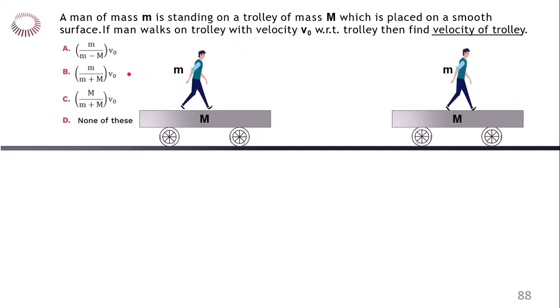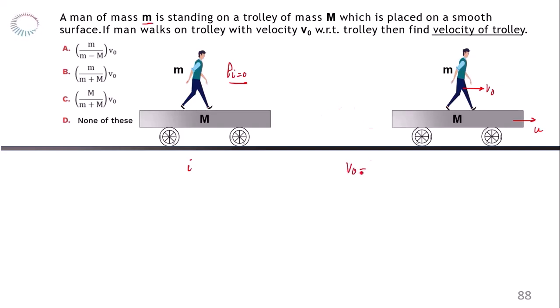Now, this is the trolley problem that we have already discussed. So let us do some kind of application over here. There is a man of mass small m standing on a trolley of mass capital M. Initially, both are at rest, so initial momentum is 0. And the man walks on the trolley with a velocity v naught with respect to the trolley. Then what is the velocity of the trolley? Let us say the trolley is moving with the speed of u.